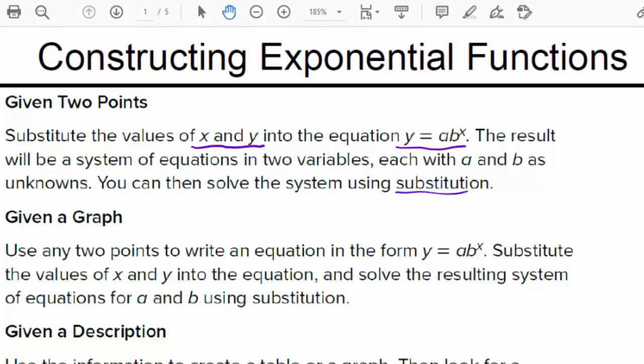We can do it given a graph. Use any 2 points to write an equation in the form of y equals a times b to the x as well. Substitute the values of x and y into the equation, and then resolve the resulting system for a and b using substitution once again. So we're using substitution for both cases.